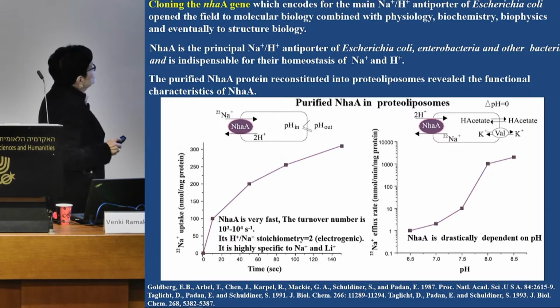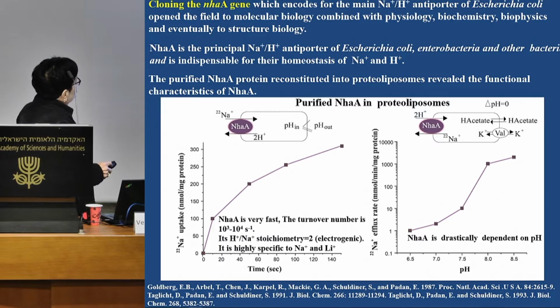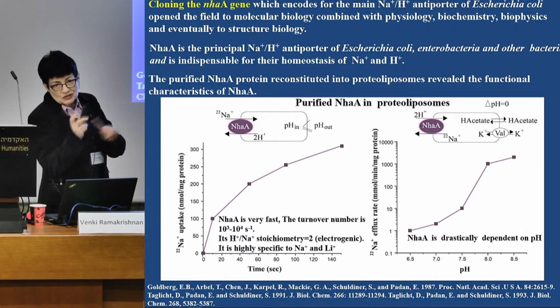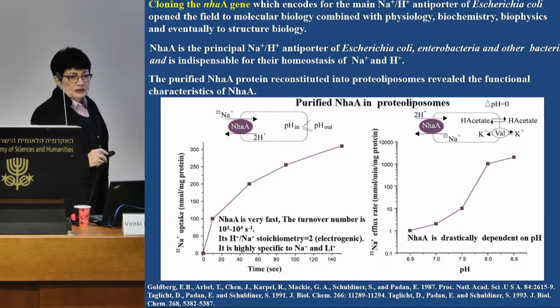Now, the purified NhaA protein reconstituted into proteoliposomes revealed the functional characteristics of NhaA. It is very fast, one of the fastest transporters. You can see it here, almost like a channel. The H+/Na+ stoichiometry is 2, and therefore it is electrogenic. In other words, in every cycle, because it's not equal numbers of proton and sodium, you actually produce a net charge. And it's drastically dependent on pH, a property that it shares with many eukaryotic antiporters.